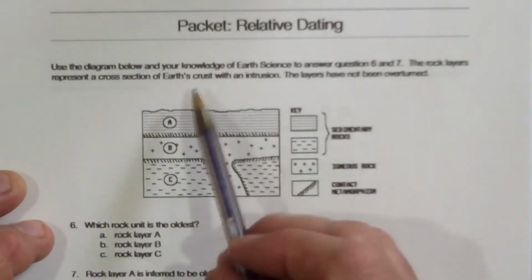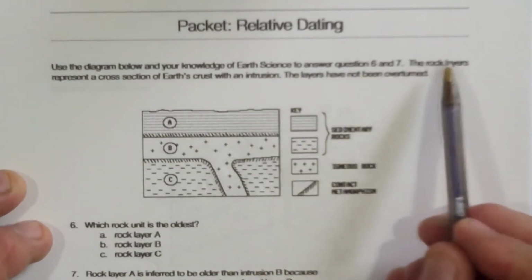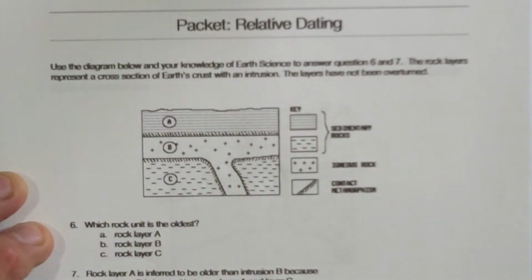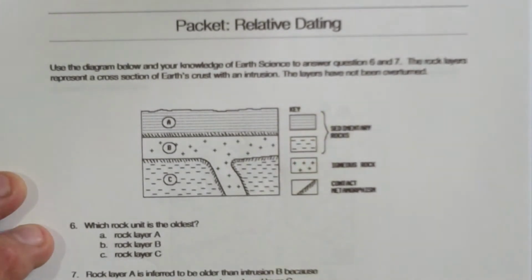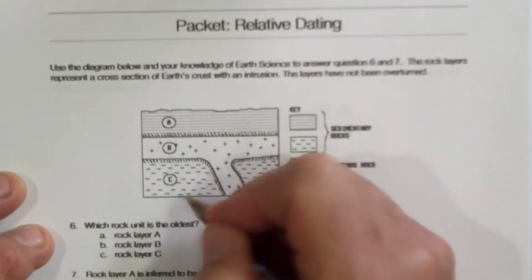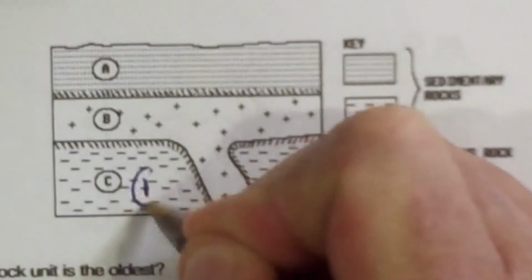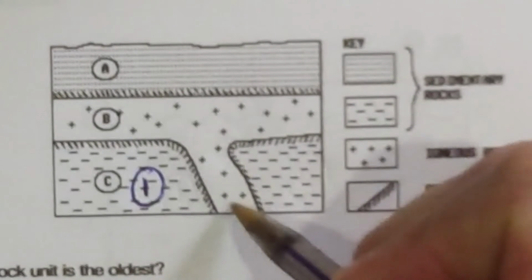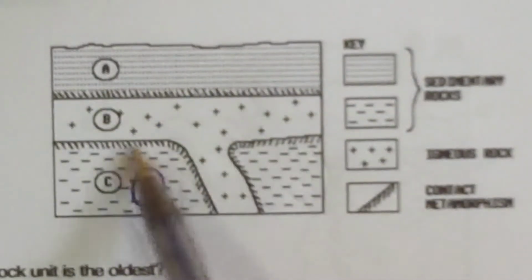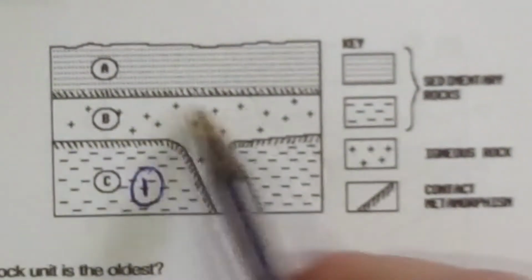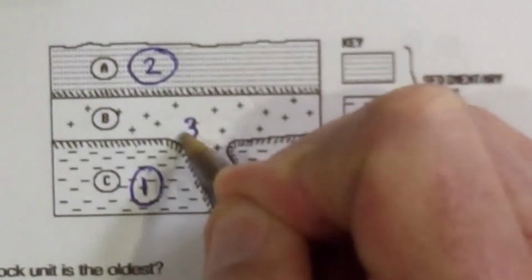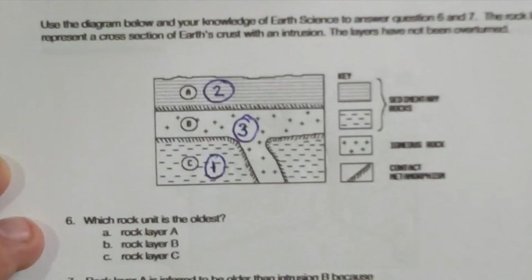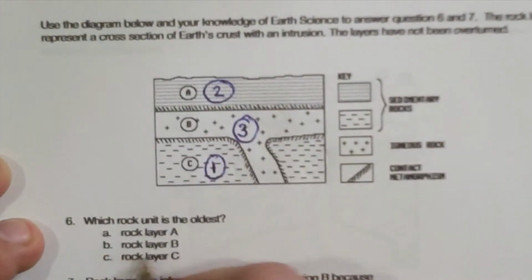Use the diagram below and your knowledge of Earth science to answer questions 6 and 7. The rock layers represent a cross-section of Earth's crust with an intrusion. The layers have not been overturned. This would be the oldest at the bottom. Because we have an igneous intrusion and we see contact metamorphism, that means it intruded and squeezed in between the layers here, which means this layer had to be here before the intrusion, and this is number 3. So the oldest layer would be rock layer C.